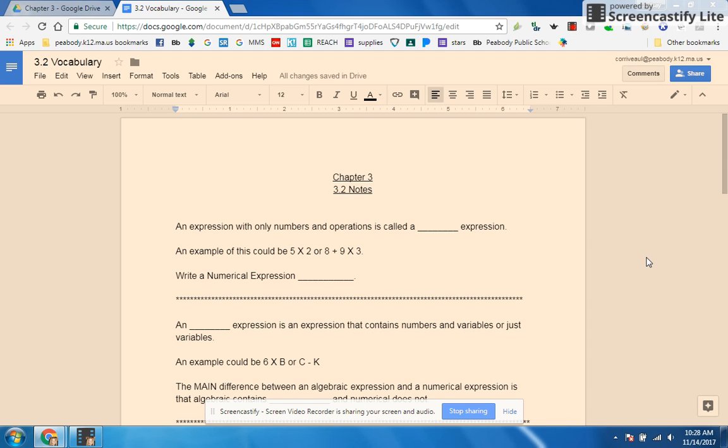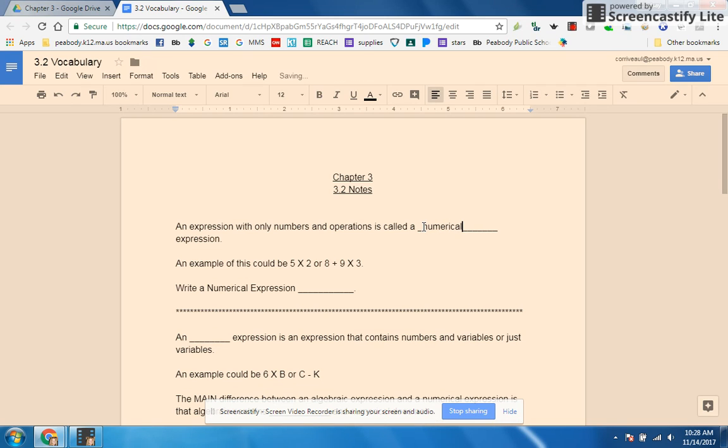So we've talked about algebraic expressions. If you remember, those are expressions that have at least one letter or variable in them. So today we're going to talk about the other type, which is the most common type. So an expression that only has numbers and operations, the most common one, is called a numerical expression. Make sure you're writing this in your notes as I'm typing this so that you have it in front of you. So a numerical expression is basically just a math problem with numbers, no letters.